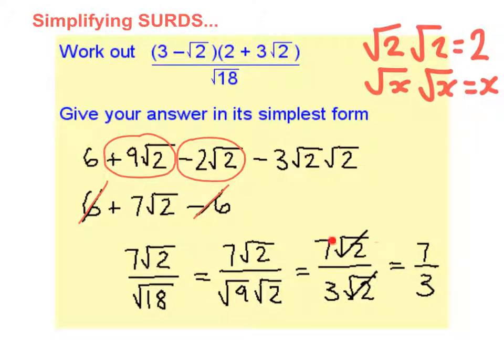So we've got 7 root 2 as our numerator, 3 root 2 as our denominator. The root 2s can cancel, similar to if we had 7x divided by 3x. So we're left with 7 over 3 as our final answer. So this simplifies to 7 over 3.